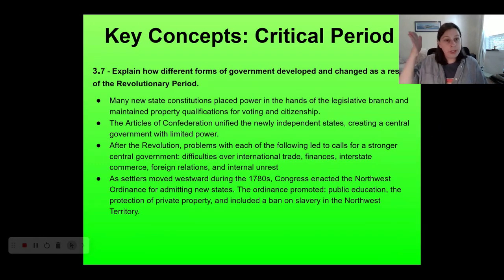This is a period between the end of the Revolutionary War and the creation of the Constitution. It's about 10 years or so. And it includes the period basically when the United States is governed by the Articles of Confederation. And, don't lose sight of this, not just the Articles of Confederation, also by new state governments.